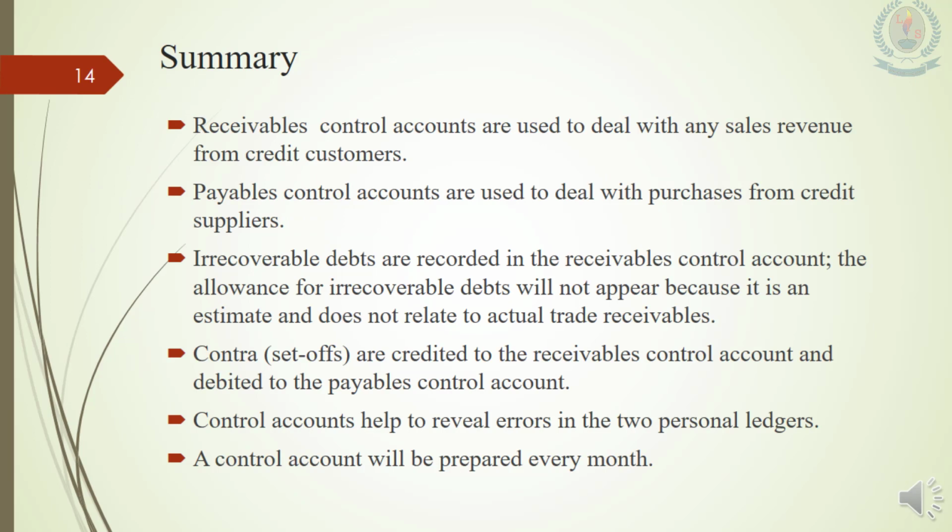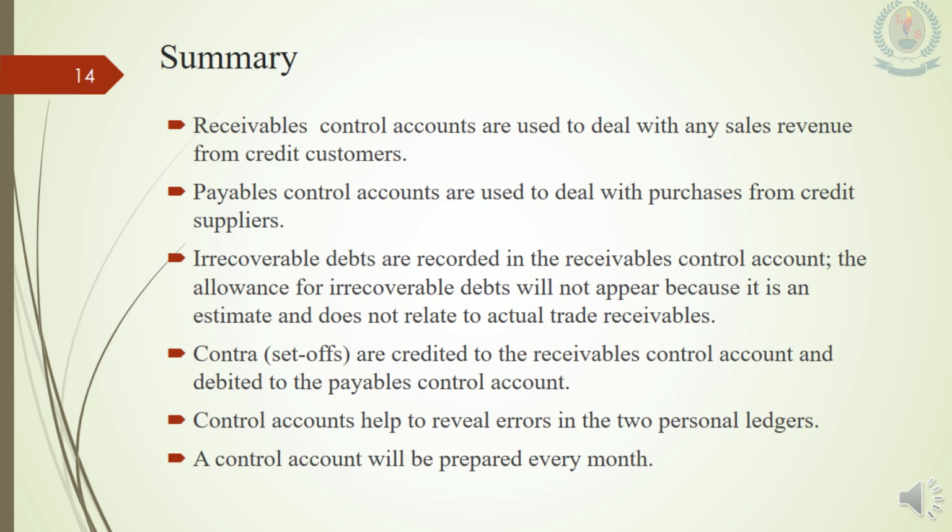Summary. This is the time for us to revise what we have learned in this lesson. Children, in the control accounts, be it receivables or payables, we will be considering the transactions made with the credit customers and credit suppliers respectively. Only irrecoverable debts will be recorded in the receivables ledger control account, not the allowance. This is because allowance is just an estimate, whereas the irrecoverable debt is recorded because it is for real and it is a confirmed value which can be considered.